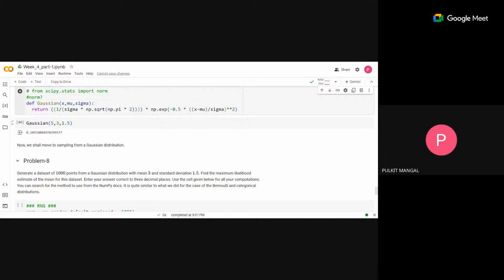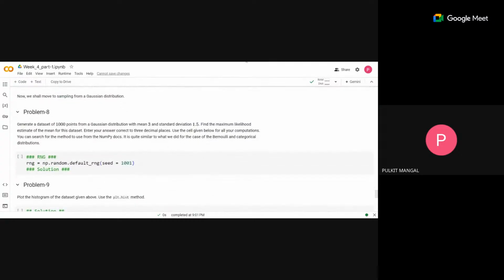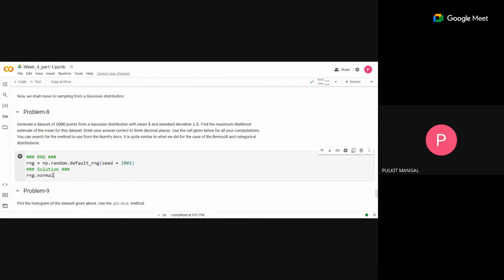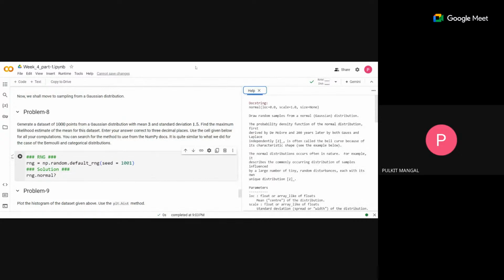Shall we move towards the next problem? Okay, good. Problem 8. Here we have to sample 1000 points from the Gaussian distribution with mean 3 and standard deviation 1.5. We have to calculate the MLE estimator for the mean of this data set. As I showed you in the starting, this RNG has a function called normal. Let's see what arguments it takes. It draws random samples from the normal distribution.